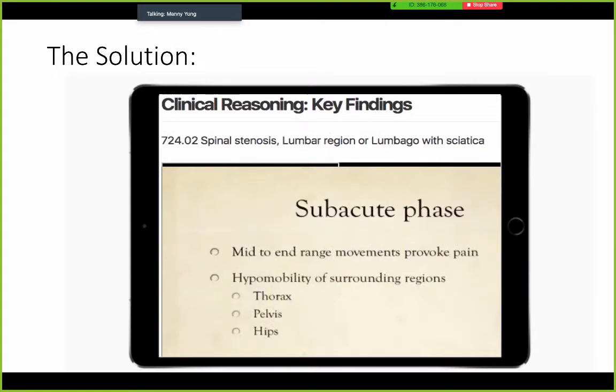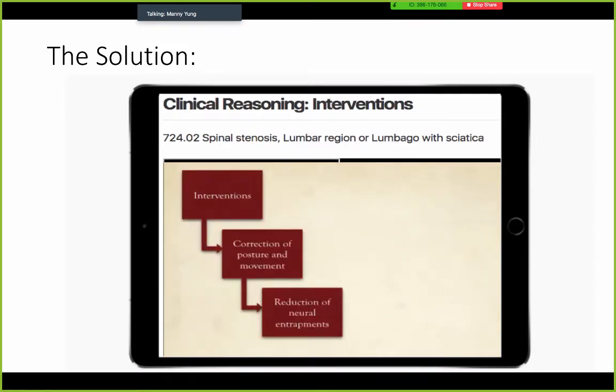Next, please. And so again, in the clinical reasoning key findings portion of lumbar spinal stenosis, they would learn that perhaps hypomobility in the surrounding regions above and below the low back, the lumbar spine, such as the thorax, pelvis, and hip, may contribute to the problem that the patient's having. And then we move on to the next slide.